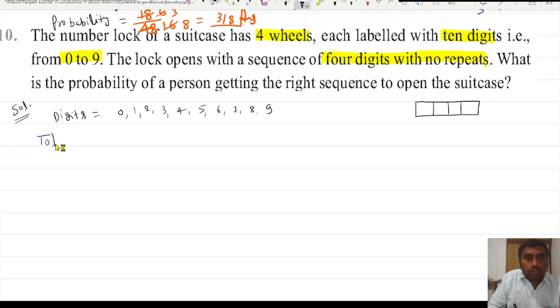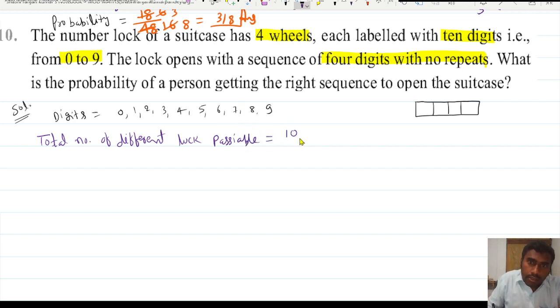Total number of different locks possible. So how many total different locks are possible? First of all, you can choose any four from 10, right? After choosing, you can make the arrangement of them, that is 4 factorial. So this is the total number of locks that can be found here. It's clear or not? First of all, this is very important. Let us suppose you selected here 8, 5, 2 and 0. So these are the 4 digits you have selected to make your password.